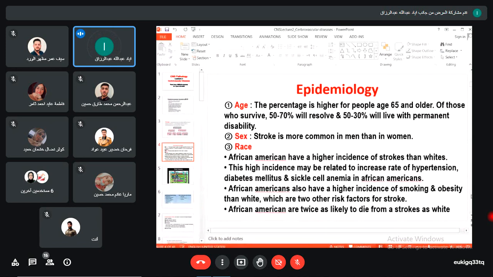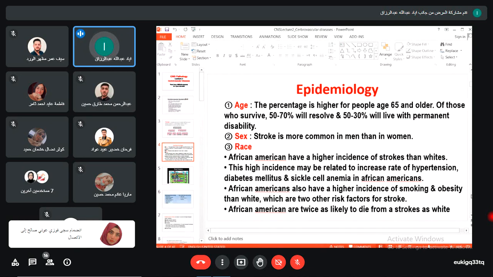Now, concerning the race of the patient, Black people are more prone to develop stroke than white ones. Again, why? Why Black people, those of African-American descent, in the case of American people? Because hypertension, diabetes, obesity, and all other risk factors for development of stroke are more common in Black people than in white people. Logically, when hypertension is more common in men, stroke is more common in men. And when hypertension is more common in Black people, logically stroke is more common in Black people than in white people.